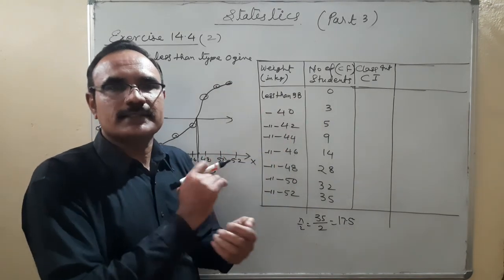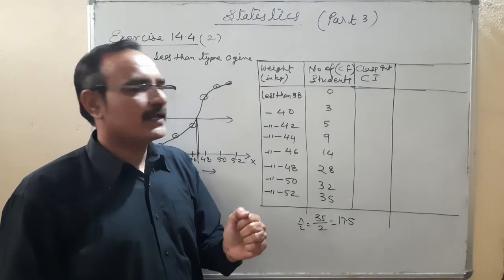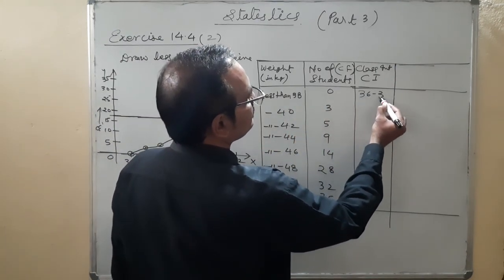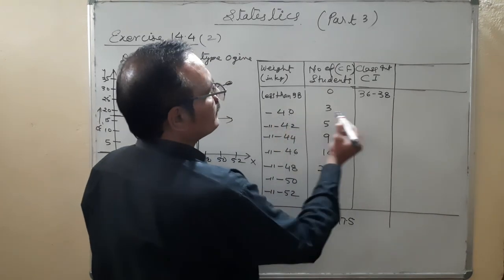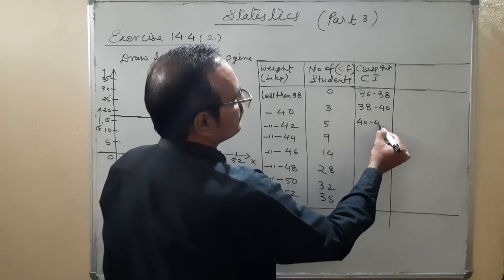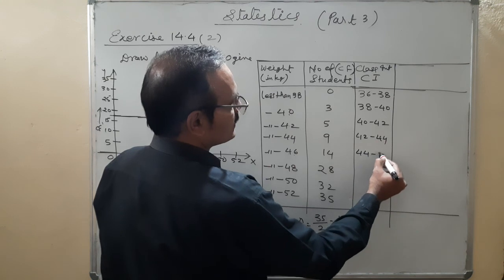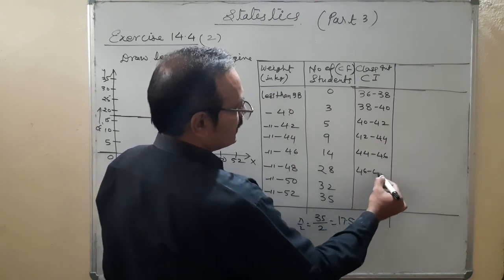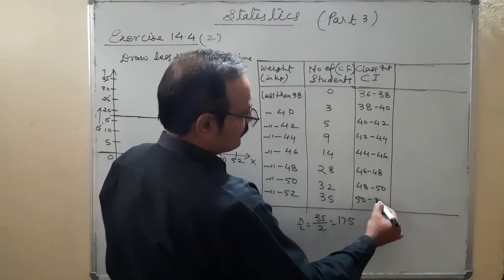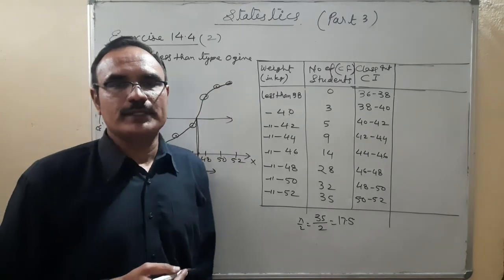Some terms are given as less than also. Because the size of class interval is 2, what is 2 less than 38? It's 36. So may I write here 36 to 38? Then 38 to 40, 40 to 42, 42 to 44, 44 to 46, 46 to 48, 48 to 50 and 50 to 52. This is the creation of class interval with the help of less than type or more than type.